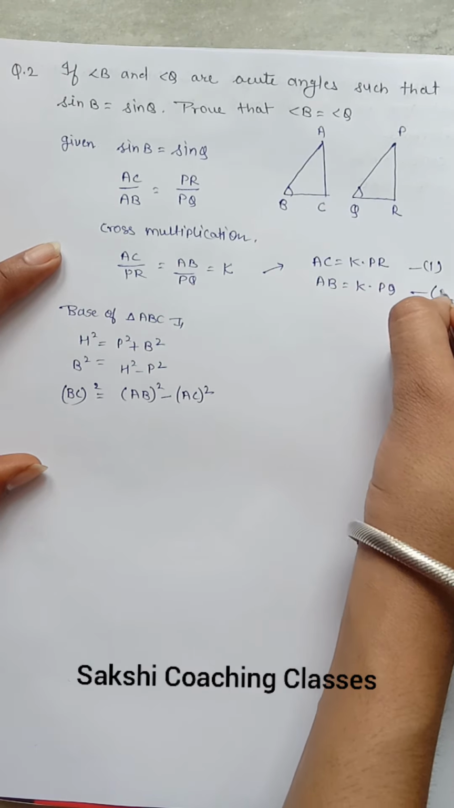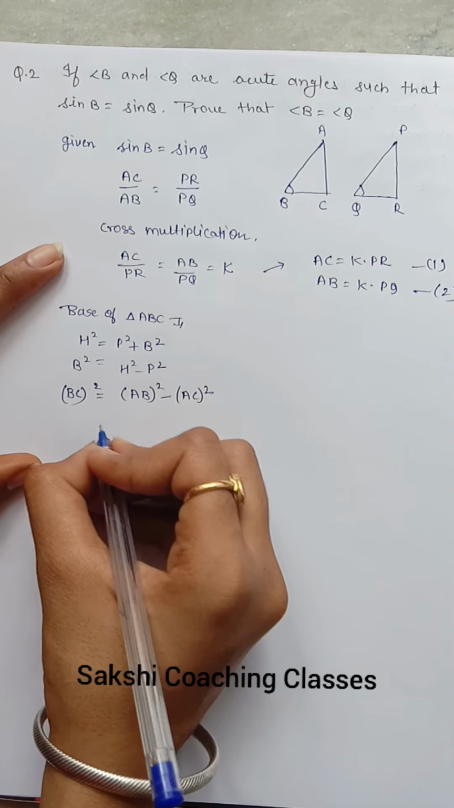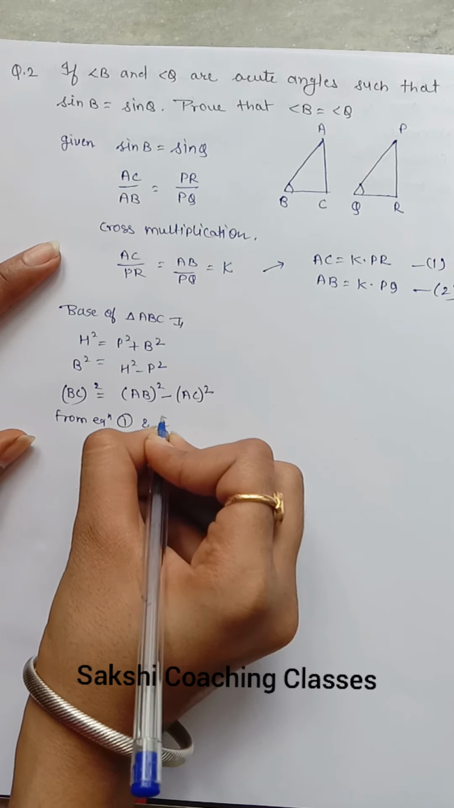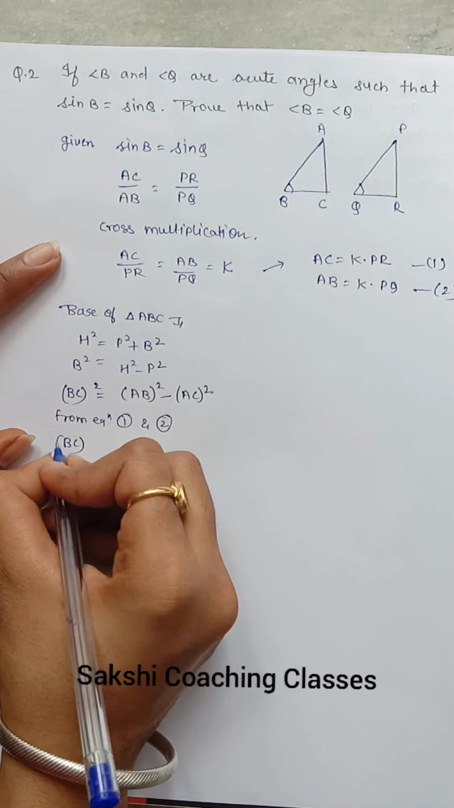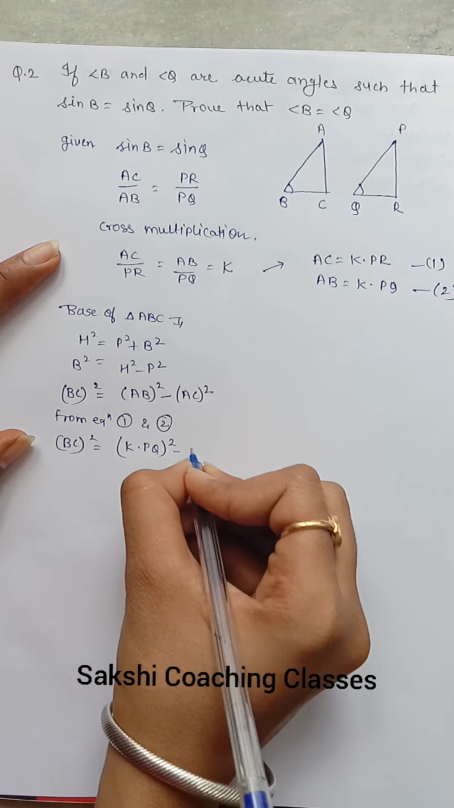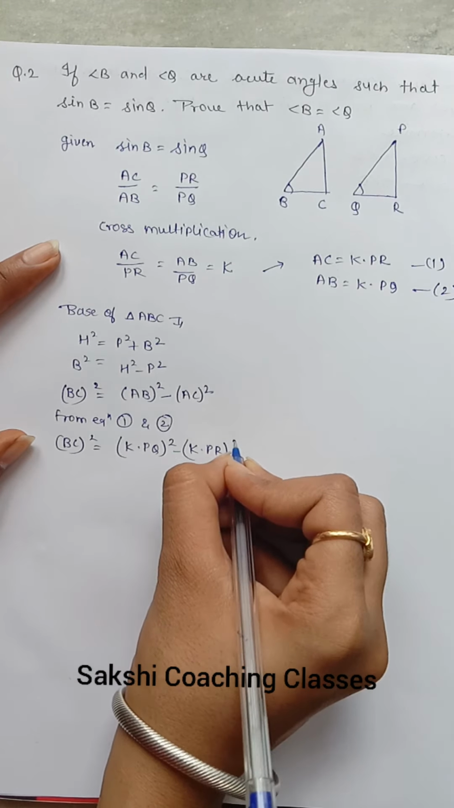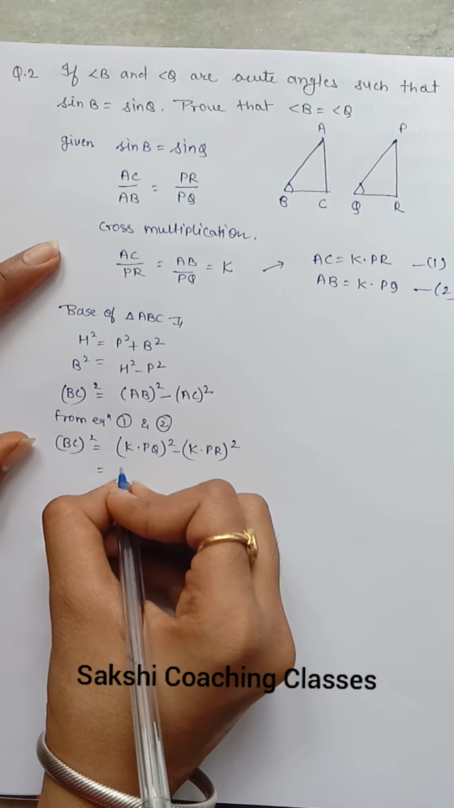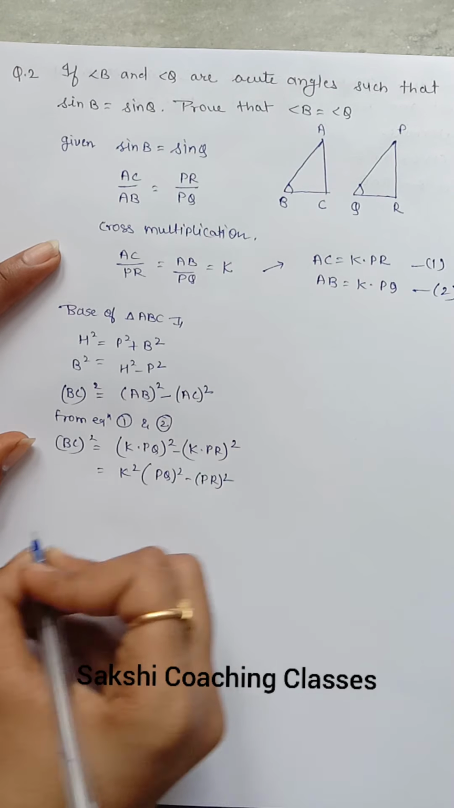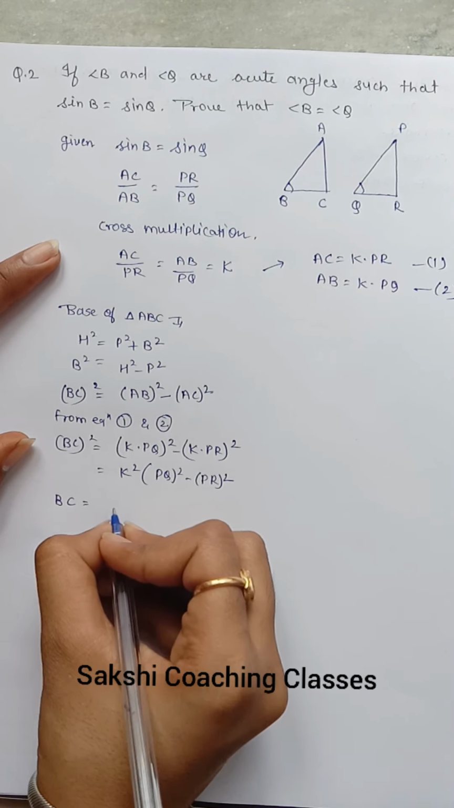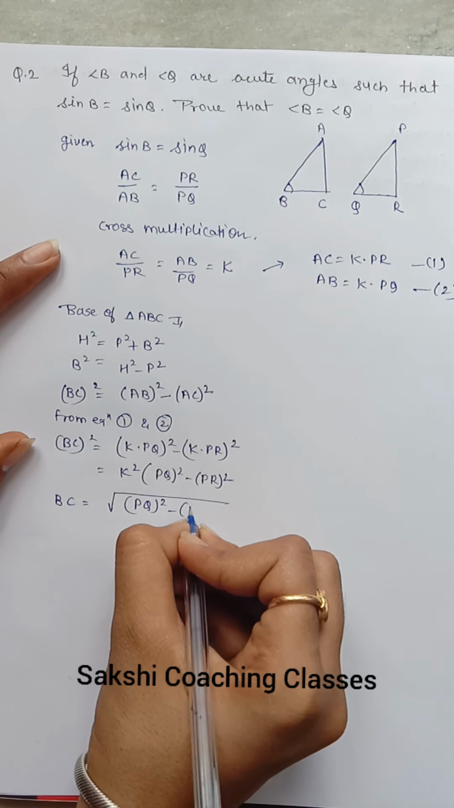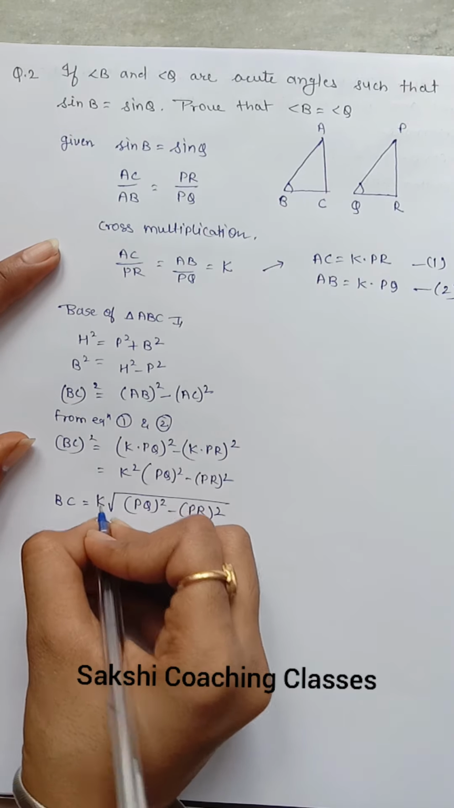Name the equation 1 and 2. So from equation 1 and 2, BC square is equal to K dot PQ square minus K dot PR square, right? K square is common, PQ square minus PR square. And if we get BC, it will be the root of PQ square minus PR square, and that is K.